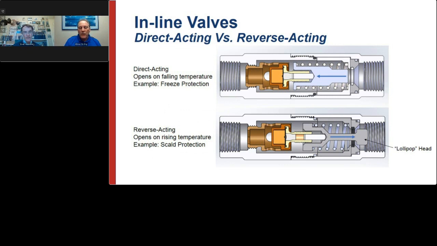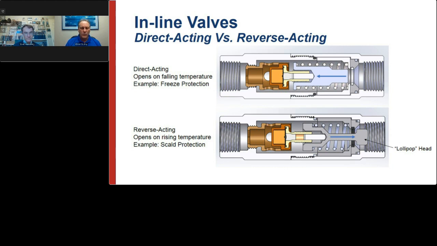Two of the valves that we use are considered modulating valves because what they do is they sit there and monitor systems. We have a direct acting and a reverse acting. In direct acting, what we're doing is taking that thermal actuator and building it into an inline valve. And for the direct acting, it opens on falling temperature. So an example would be freeze protection. In other words, you would take a wax that has an active region at around 35F. And of course, we all know water freezes around 32F, so we look at maybe 3 or 4 degrees above, which is where you want to be.